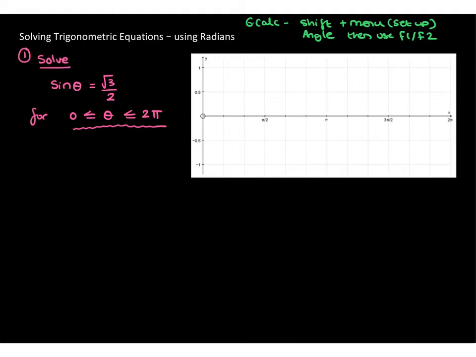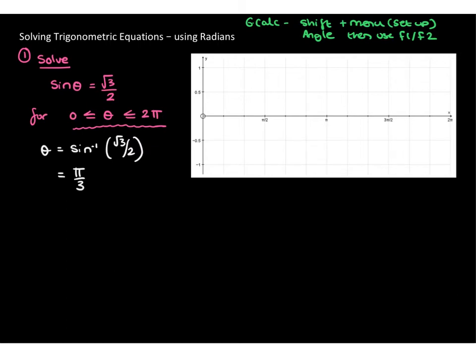So first job is of course to use the inverse sine function, sine to the -1, to work out what the principal angle is. So sine to the -1 of √3 over 2. What does that give us? It gives us an answer of pi by 3 radians. So there's our first angle.